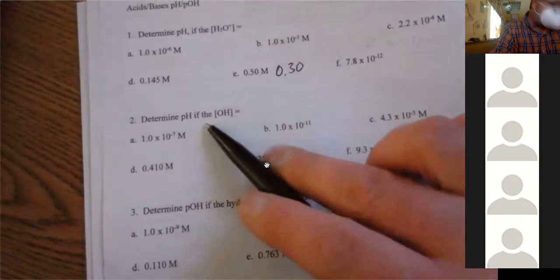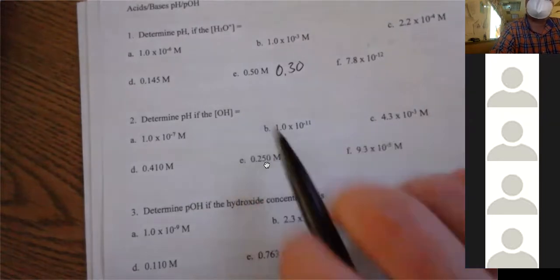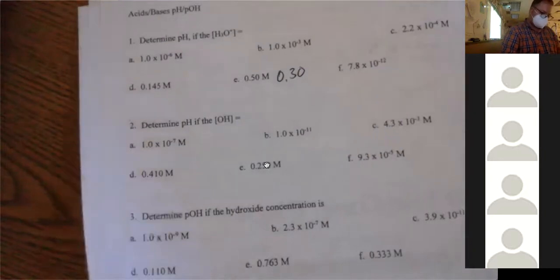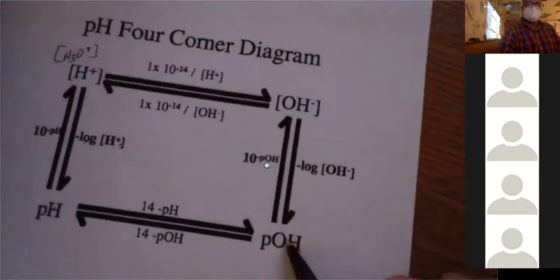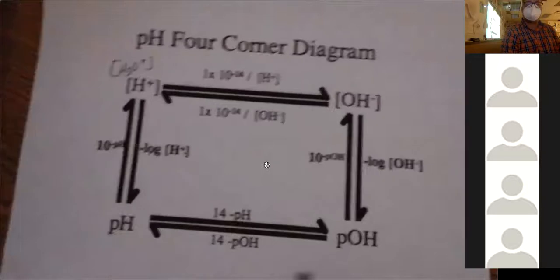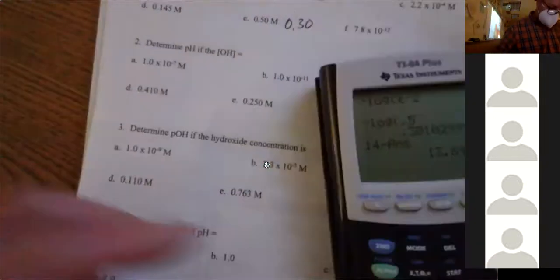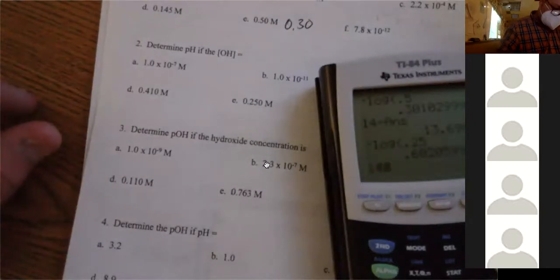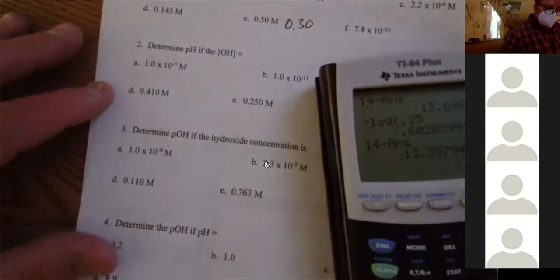So here we have determine the pH if the hydroxide ion concentration is this. The hydroxide ion concentration is 0.250. I'm starting up here. If I take the negative log of that, I will get pOH, and then I can subtract 14 minus the pOH and get the pH. Doing E here, negative log 0.25, 14 minus that equals 13.39 or 13.40.